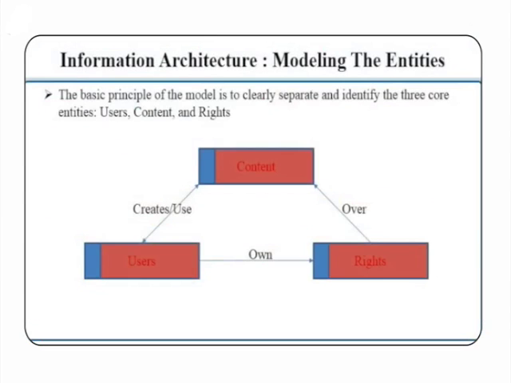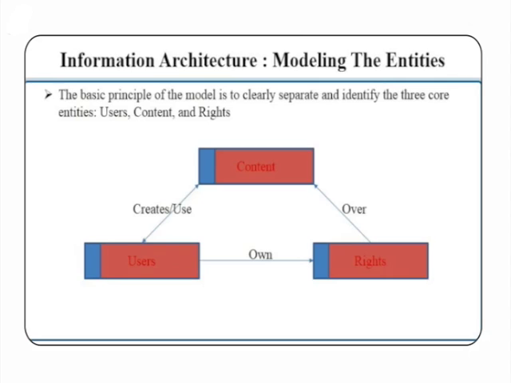The basic principle of modeling the entity is to clearly separate and identify the 3 core entities: users, content, and rights, as shown in this schematic. The users can be any type of users, from a right holder to end consumer. The content is any type of content at any level of aggregation. The right entity is the expression of the permission, constraint, and obligations between the user and content.